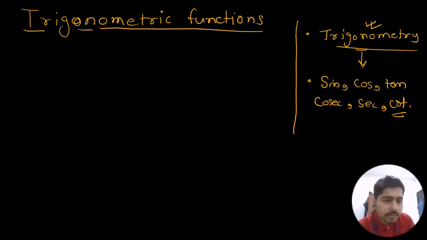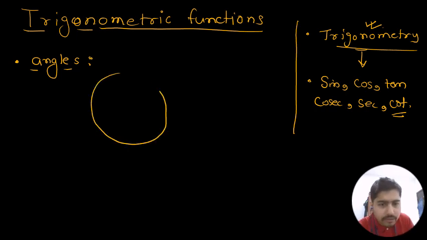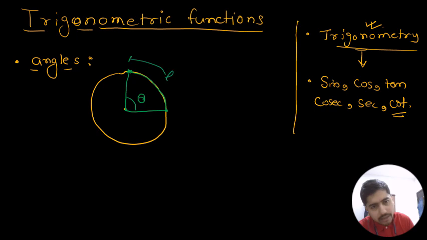Before starting trigonometry, we have to understand the concept of angles. So what are angles here? Let's say we have a circle, and this is the center. Now I'm taking some part of the circle, which is known as an arc of the circle. This arc makes some angle at the center. Let's say this angle is theta, and this arc length is L.